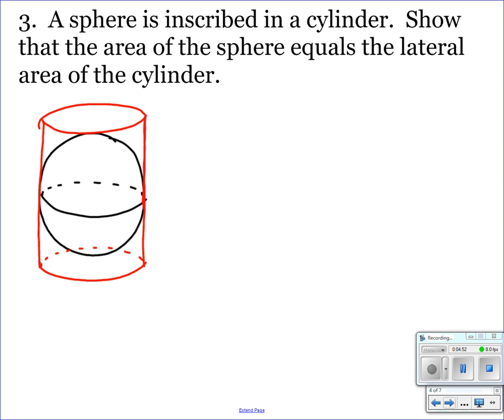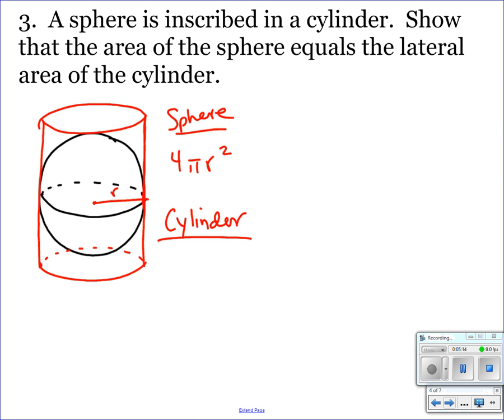So I want to show that the lateral area of the cylinder equals the area of the sphere. Let's talk about the area of our sphere. That radius is r. So the area of our sphere is 4 pi r squared. Now let's look at our cylinder. The lateral area of our cylinder is 2 pi times the radius of the base times the height.